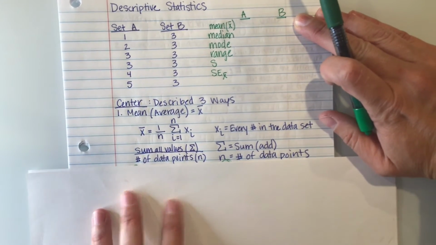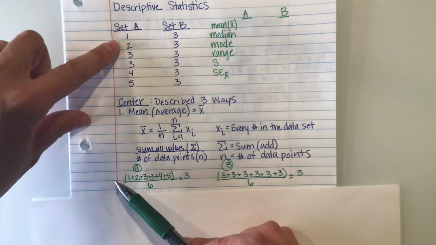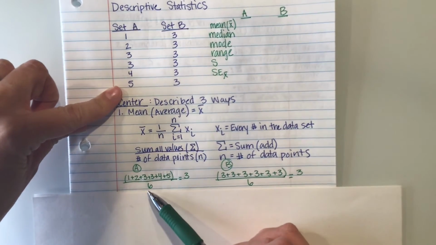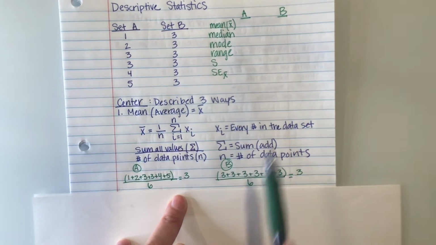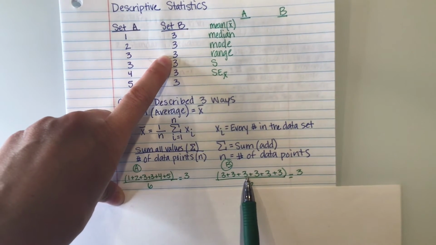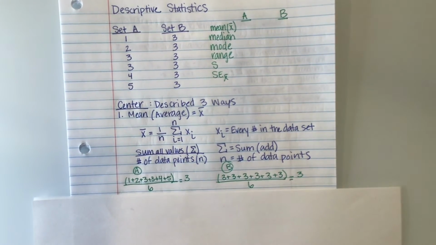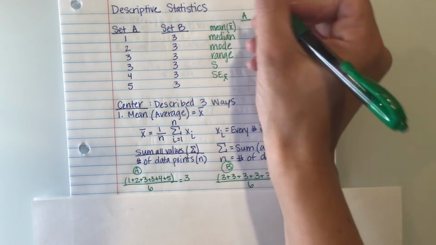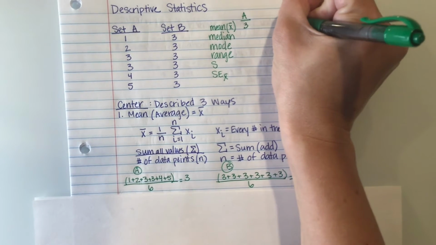So let's go ahead and quickly do that for data set A and data set B. Well, data set A, so that's going to be 1 plus 2 plus 3 plus 3 plus 4 plus 5 divided by 6. That'll give me an average or mean or an X bar of 3. And set B is going to be 3 plus 3 plus 3 plus 3 plus 3 plus 3 divided by 6 because there's 6 values still in that data set. And that's going to give me an average or a mean value of 3. So I'm going to go ahead and record those two things up here in my little table. I'm going to say the mean of set A was 3 and the mean of set B was also 3.